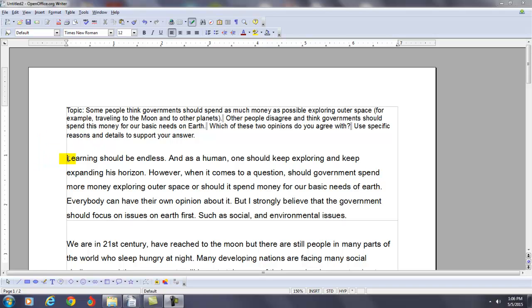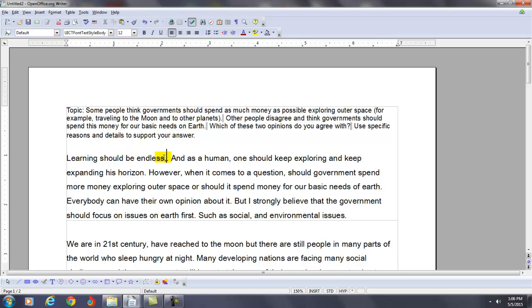Alright, so first of all, let's take a look at the question. So the question is, some people think government should spend as much money as possible exploring outer space. Other people disagree and think government should spend this money for basic needs on Earth. Which of these two opinions do you agree with? Use reasons and details to support your answer. Okay, so here we go.